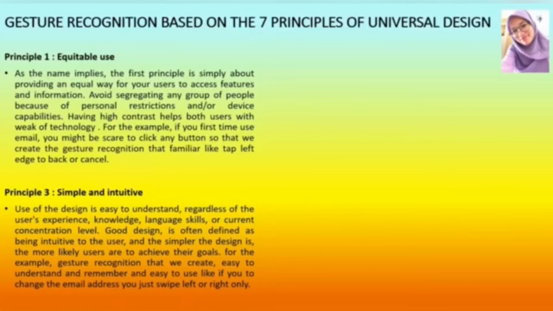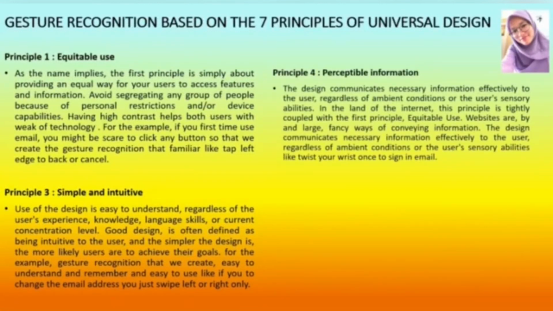For the third principle, principle 4, perceptible information. The design communicates necessary information effectively to the user, regardless of ambient conditions or the user's sensory abilities. In the land of the internet, this principle is tightly coupled with the first principle, which is equitable use. Websites are by and large fancy ways of conveying information. The design communicates necessary information effectively to the user, regardless of ambient conditions or the user's sensory abilities, like twisting your wrist once to sign in to email.